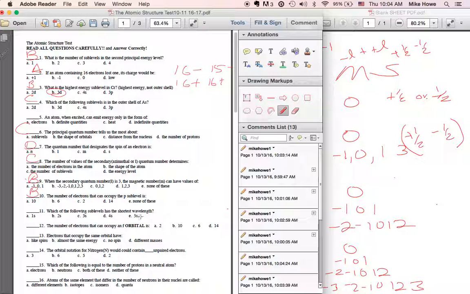Which of the following sublevels has the shortest wavelength? Well, the shortest wavelength should be the highest energy. Remember, if a wave is going, it took a lot more energy to make this wave than it did this wave. So the shorter wavelength is higher energy. So higher energy would be 5s.